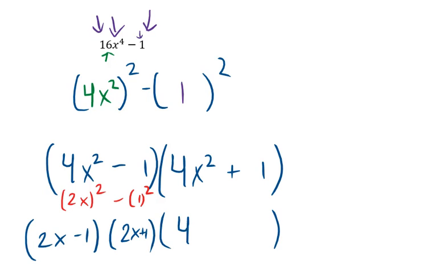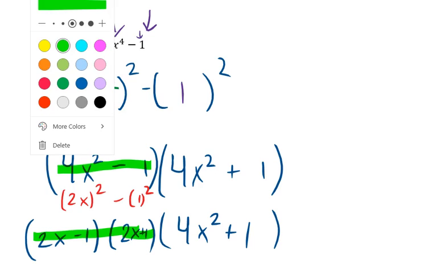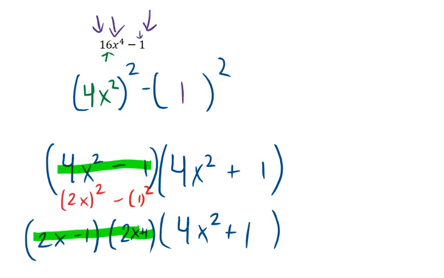times 4x squared plus 1. The reason I factor this further is because I can factor it further. The reason that I don't factor this further is because it doesn't factor further. It's sum of squares. We just said sum of squares does not factor.